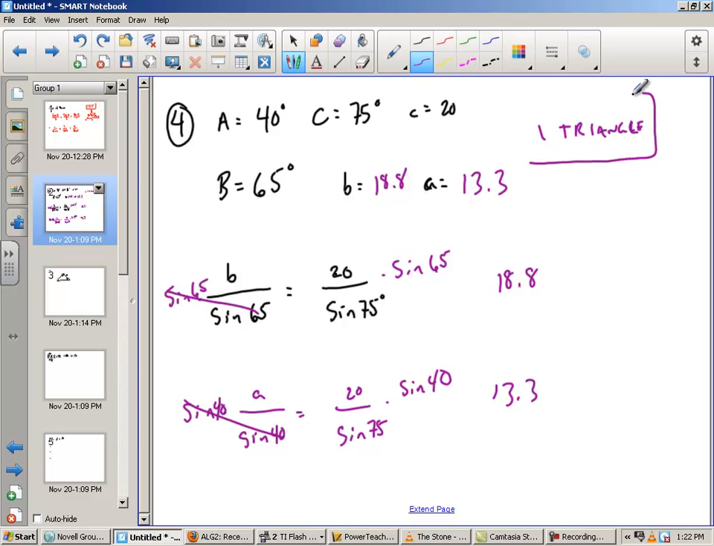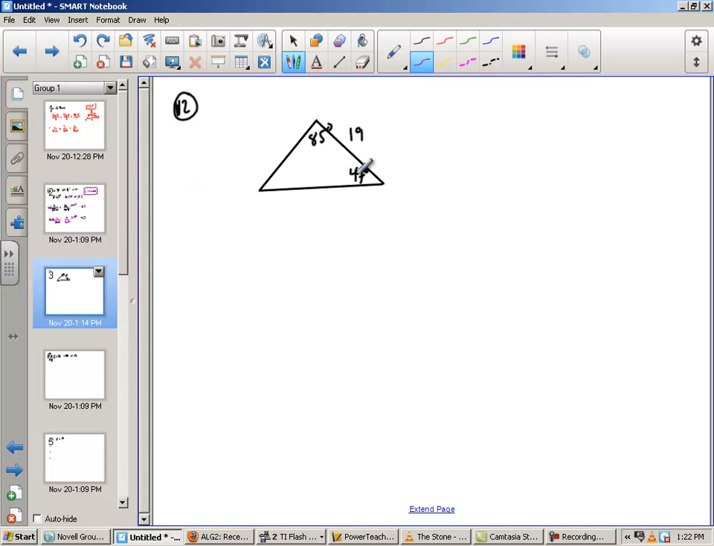It is possible to have it form more than one triangle or no triangles. But this seemed to work out. I didn't seem to have any issues or hesitations. So I'm going to say that there's a triangle there. One triangle. As we move on to number 12, we're being asked to solve the triangle.